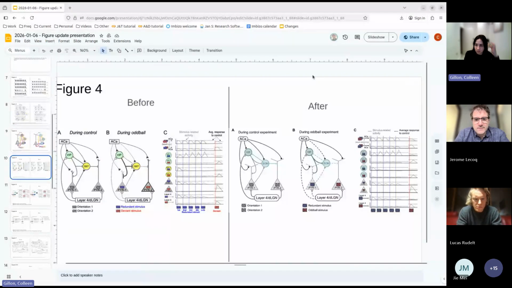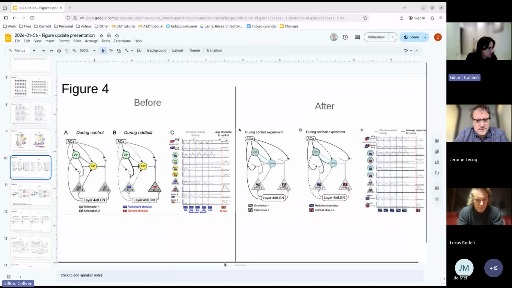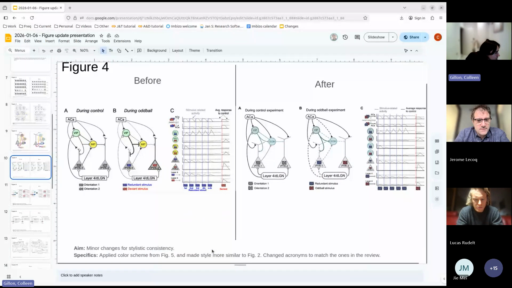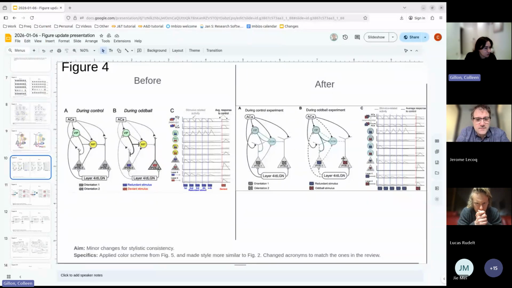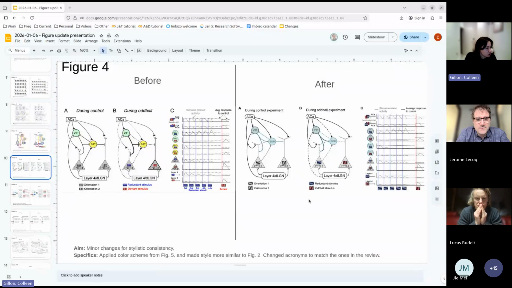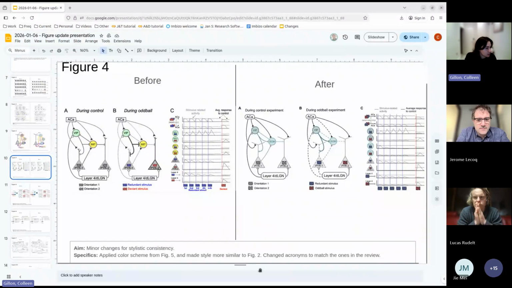Moving on to figure 4. This one is from Jordan, so Bastos et al., Jordan Ham's paper. Oops, forgot to write. Okay. So we made minor changes to the style for consistency. We changed the colors of the interneurons to match what we use elsewhere, and then just a few stylistic changes. Everything else is held pretty much constant. I'll zoom in.